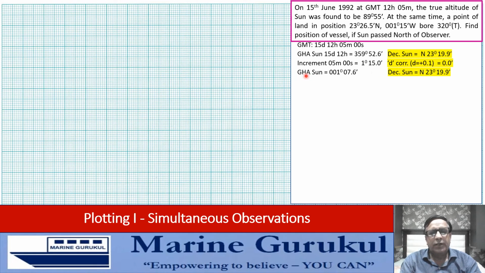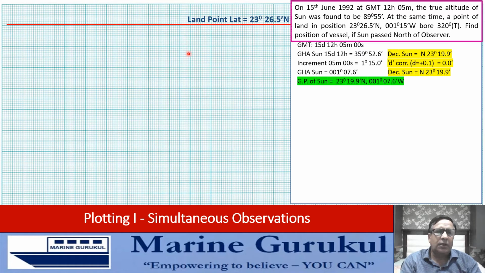From here, what do we infer? That the GP's latitude shall be north 23 degrees 19.9 minutes, same as the declination of the sun. And as the GHA is less than 180, the longitude of the GP shall be same as the GHA, and the longitude shall be named as west. So I hope you are able to recall how the GP is obtained.